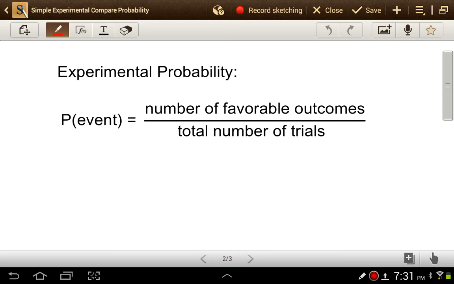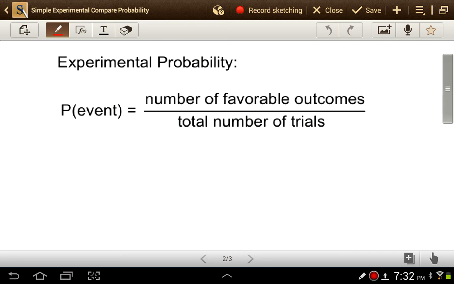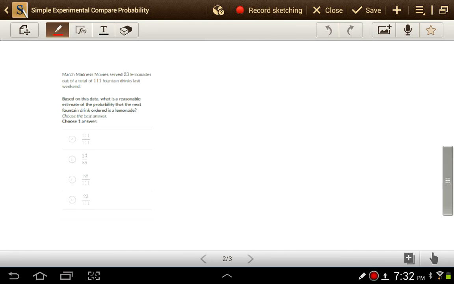Okay, so in our experimental probability, if we scroll down to my example, March Madness movies served 23 lemonades out of 111 fountain drinks last weekend. Based on that data, what would be a reasonable estimate of the probability the next fountain drink ordered is lemonade? Now you can look at their answers and you can see they're looking for a fraction. So I'm just going to take the number of favorable, so we take 23 lemonades divided by how many total fountain drinks there were, total being a key word there, out of 111. So that's going to be my answer, D.